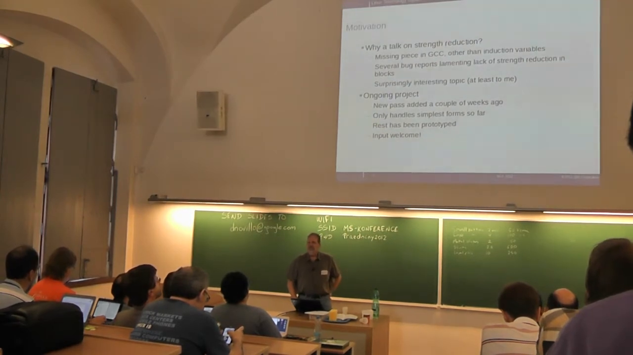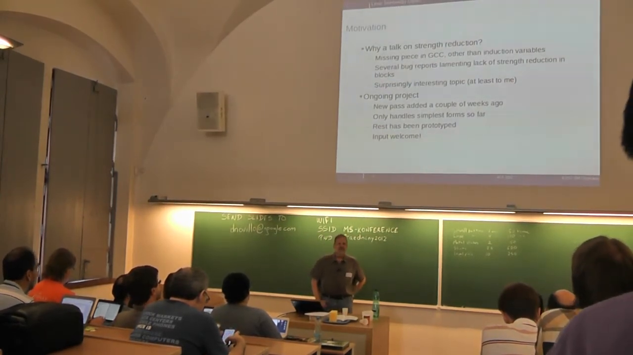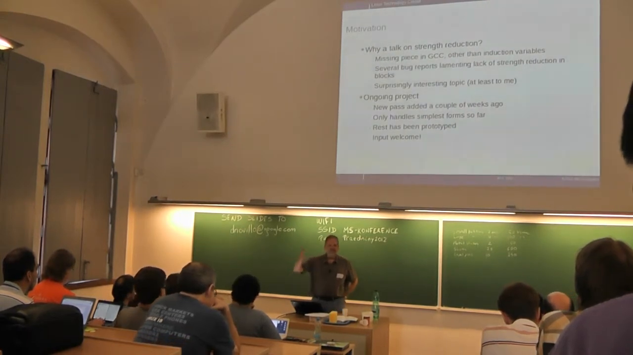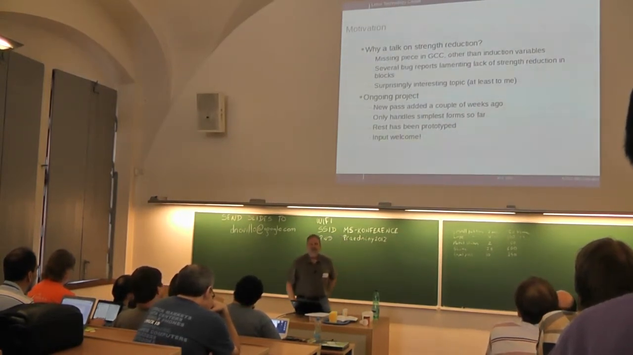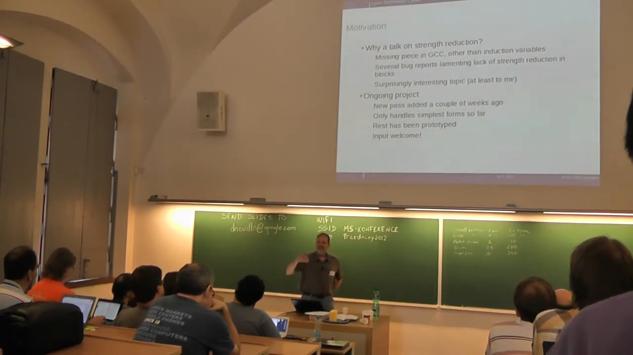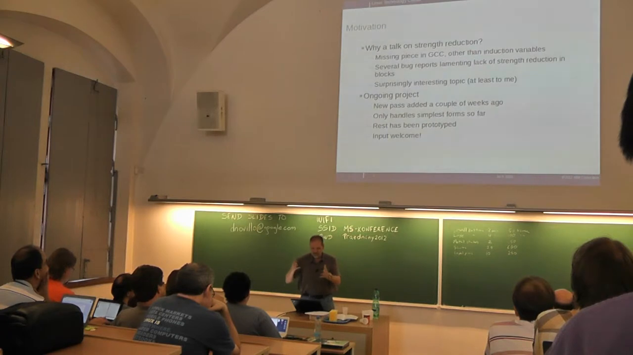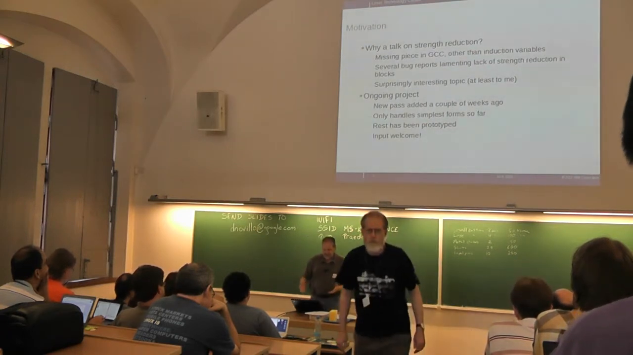We do a very good job in GCC of strength reducing induction variables. By their nature they are very nice and regular, they're loops, and they're relatively easy once you've analyzed them to do strength reduction. As I was working on trying to clean up some of these bug reports and take all of these things into one generalized framework, it turned out to be a more interesting topic than I originally thought it would be.